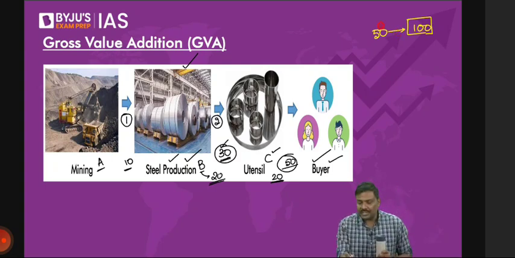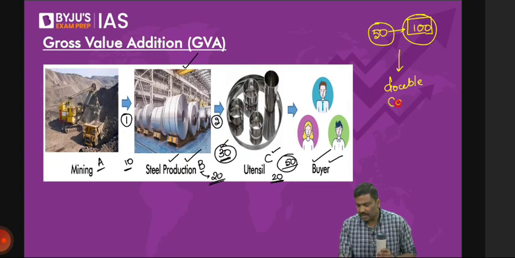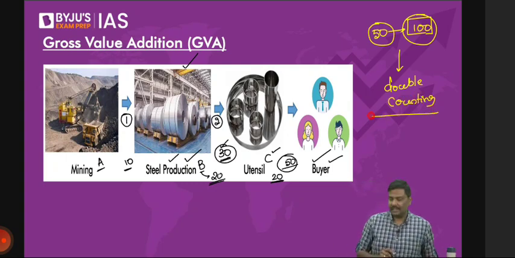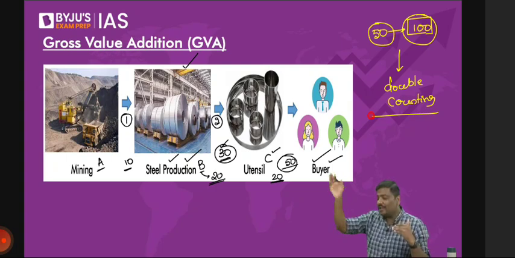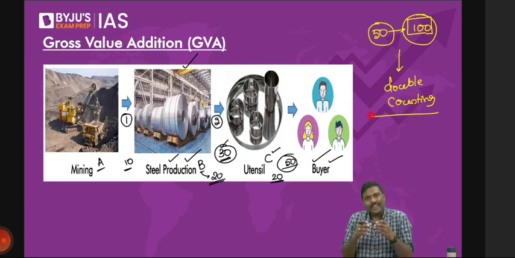Now if you count the steel separately and count the bottle separately, can I call this double counting? That is, the steel of 50 rupees is taken individually and the 100 rupee bottle is taken individually. But 100 rupees including 50 rupees will lead to double counting. So should we calculate even the intermediary goods? Absolutely no. We should not be counting the value of intermediary goods.